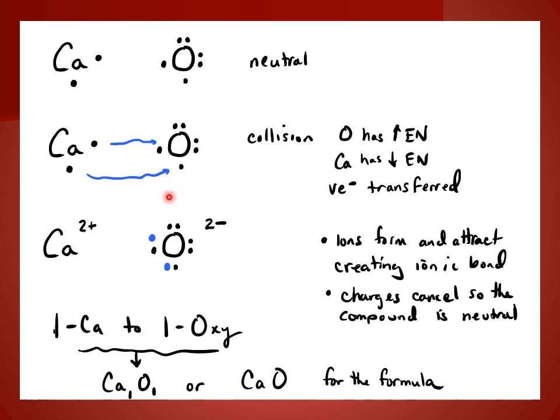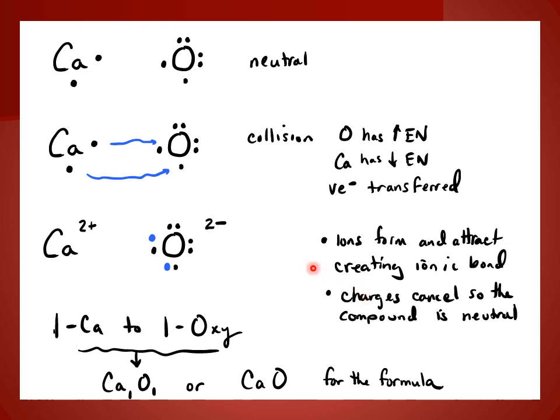Well, what happens after that? We have a calcium that's lost 2 valence electrons, so it now has an official 2 positive charge. That's its oxidation number, its charge. Oxygen has gained these 2 electrons. Normally I would just show them as regular black dots, but I'm trying to illustrate the difference, so I've shown them in a different color here. You don't have to do that, it's just something to visualize. This oxygen now has 2 extra electrons over neutral, and so it's a 2 negative charge. So the ions form and they attract each other because they're oppositely charged. This creates the ionic bond.